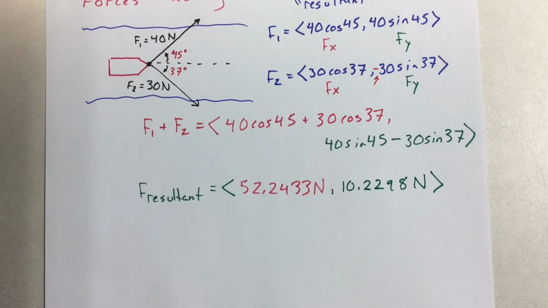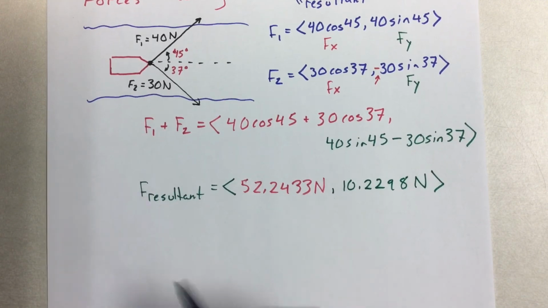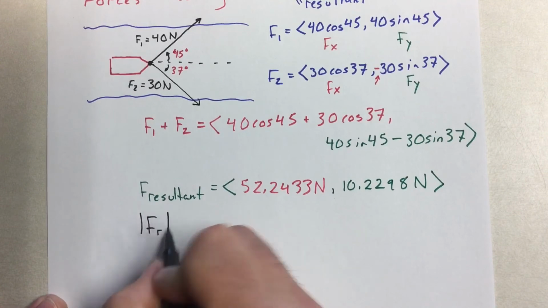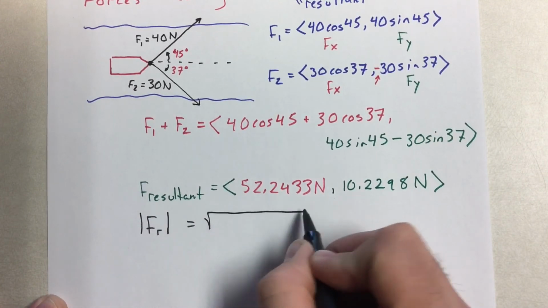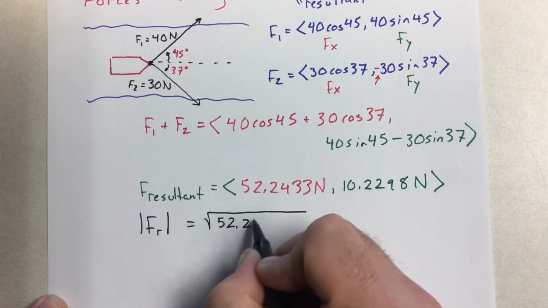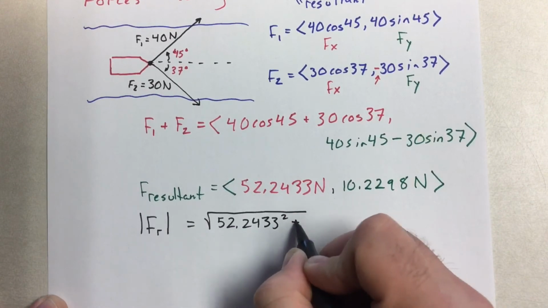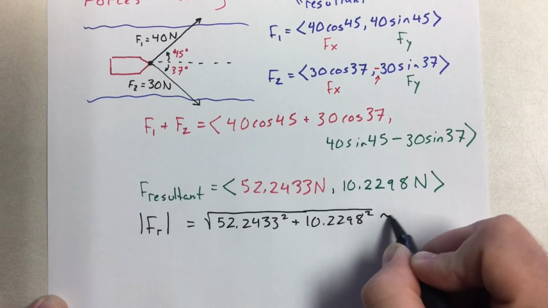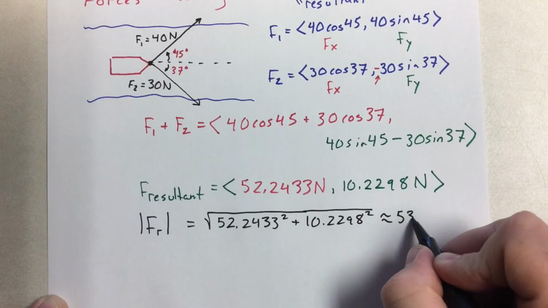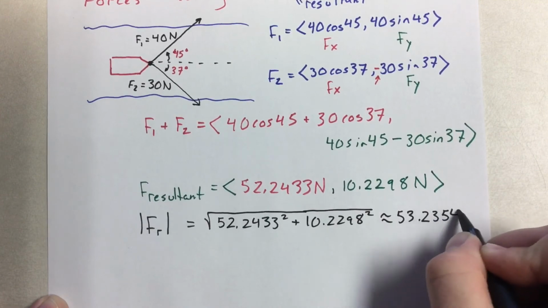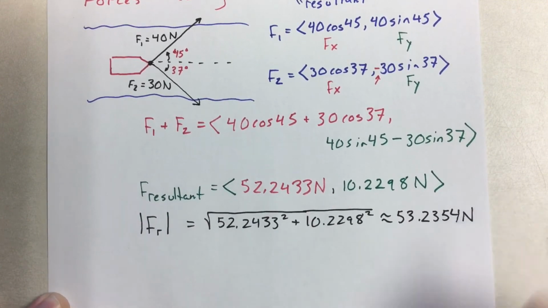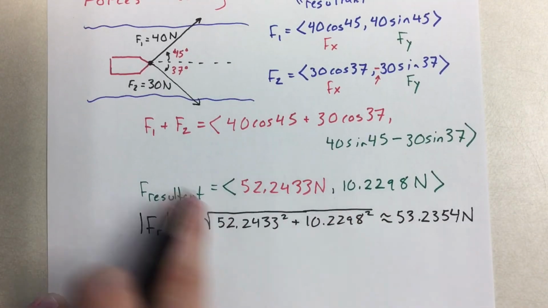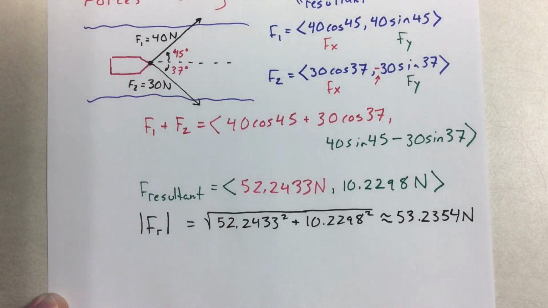Now, what is the actual magnitude of the force? So we know how to find the magnitude of the resultant. That's related to the Pythagorean theorem, so we take 52.2433 squared plus 10.2298 squared, and that gives us approximately 53.2354. You can check me on that. And that is the resultant force. That's the force that the boat ends up going in.